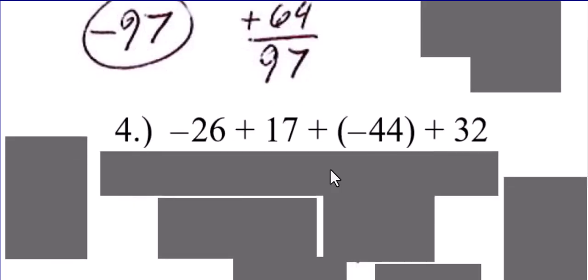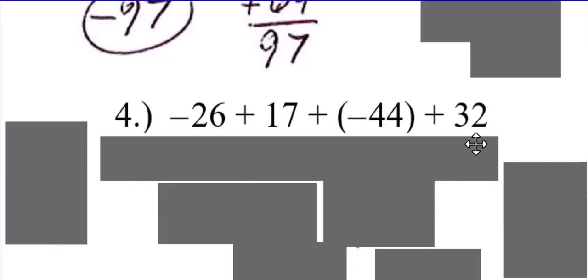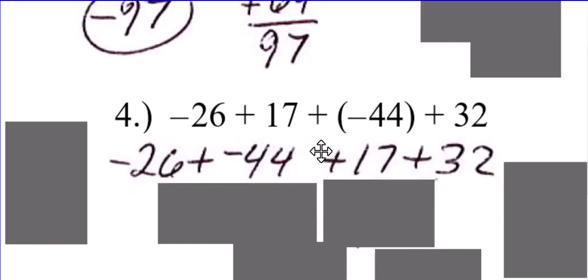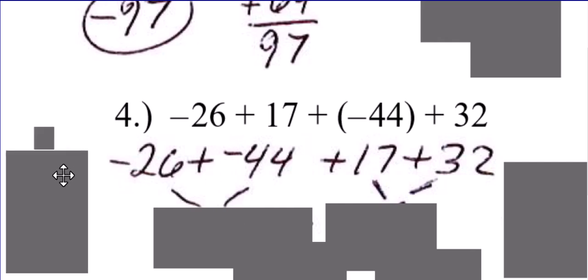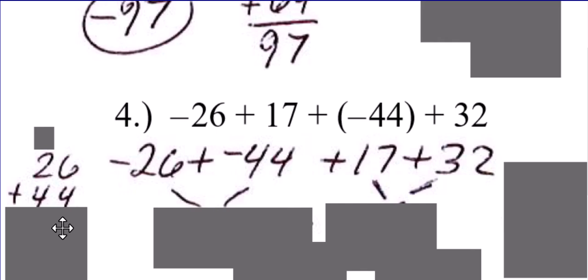Now, I want to do number 4 with you as well. When you have a whole bunch of negatives and positives mixed in together, what I would recommend that you do is rearrange the problem. This is called using the commutative property. Write this down with me. And have your negatives next to each other and your positives next to each other, and then group them that way, which is technically the associative property, and add your negatives together because a negative plus a negative you're going to add. So let's do this together right now.